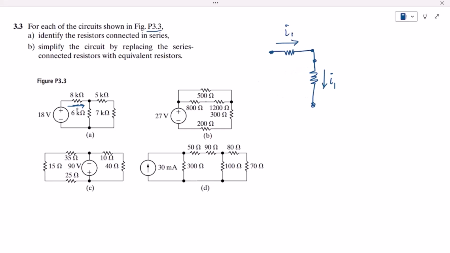Okay, so we can see that this is the current coming from this 18-volt source. It is going through this resistor at this branch. At this node it will be divided into two currents, this one and this one. So we can see that there is no resistor in which the same current is flowing as it is flowing through this one, so it is not in series with the other ones. So this is the only resistor here, and there is also no resistor with it through which the same current is flowing.